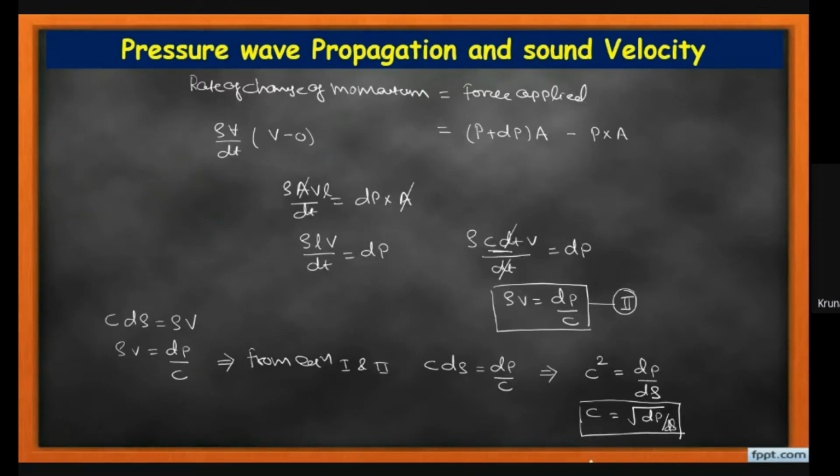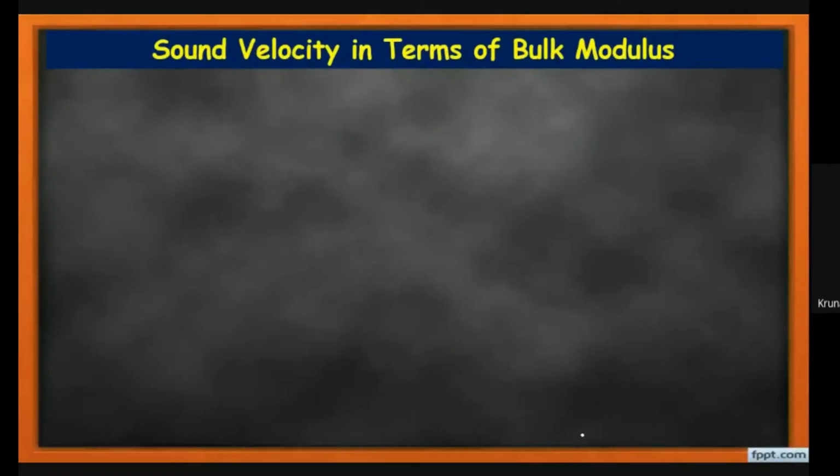It is very important. Sometimes it is asked for 7 marks in the GTU examinations: derive the expression for the sound velocity or the pressure wave propagation velocity in a fluid medium. So we need to remember that c equals the square root of dp by d rho. Now students, we are going to change this sound velocity that we received from the previous expression, c equals the square root of dp by d rho, in terms of bulk modulus. Before converting this sound velocity in terms of bulk modulus, we just need to define the bulk modulus.